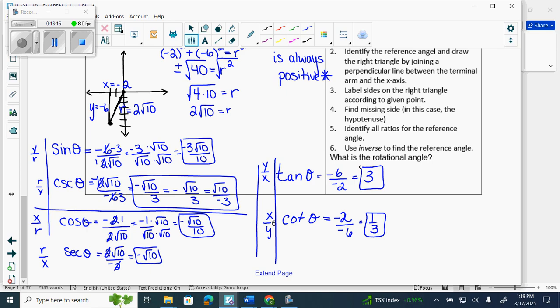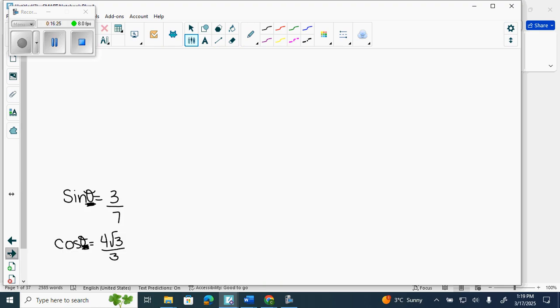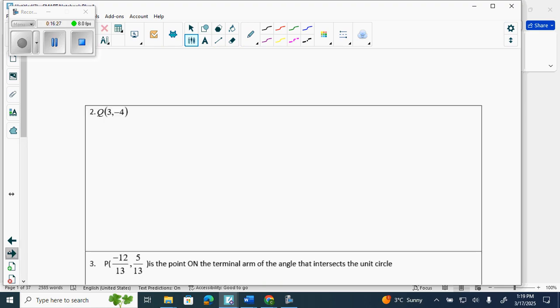Okay? And flip over. Okay, 3 and negative 4. Draw it out. 3, negative 4. We always make a bow tie triangle. So we get x equals 3, y equals negative 4, and r equals something, something. We got to figure out what that something, something is.